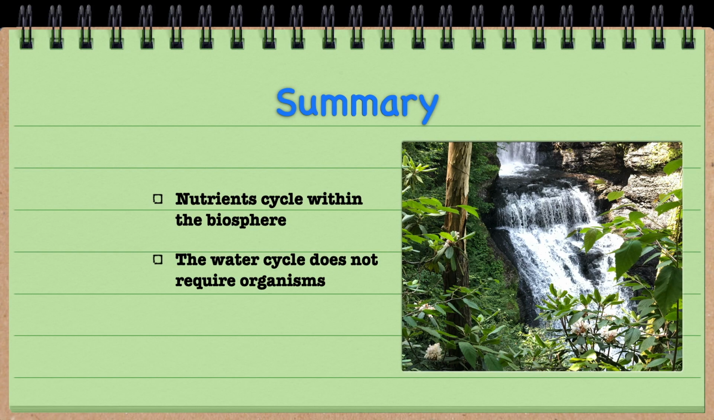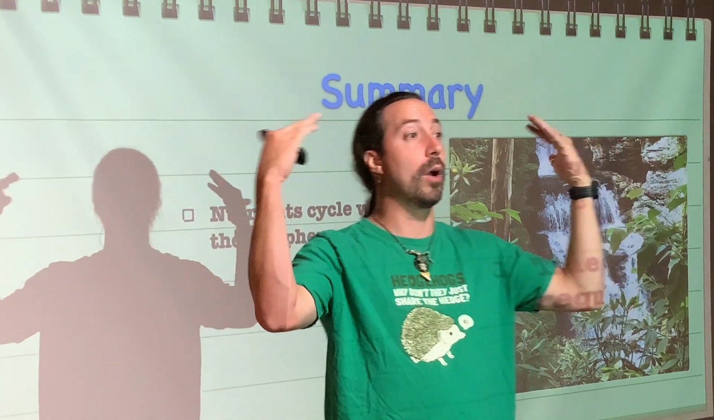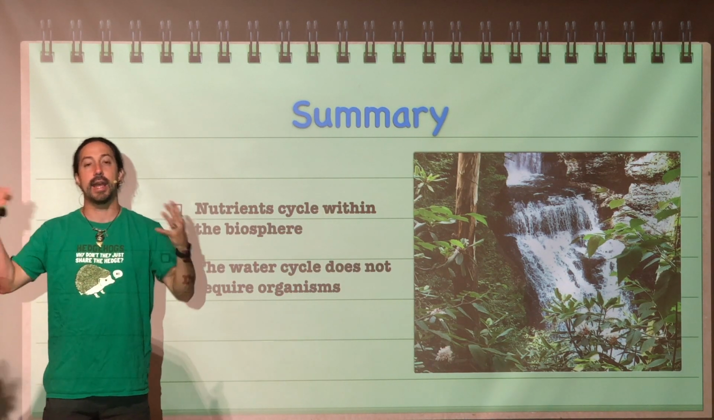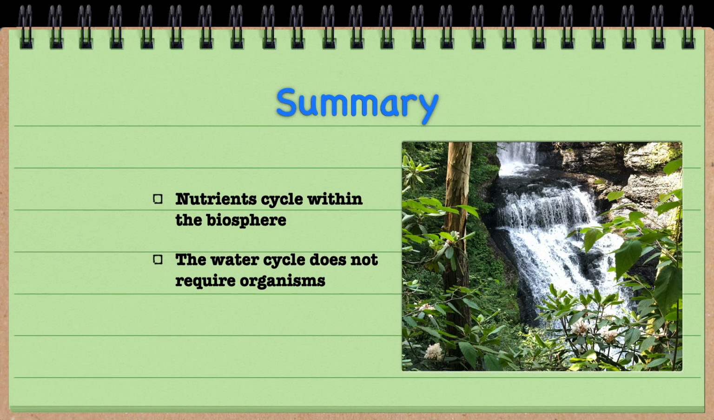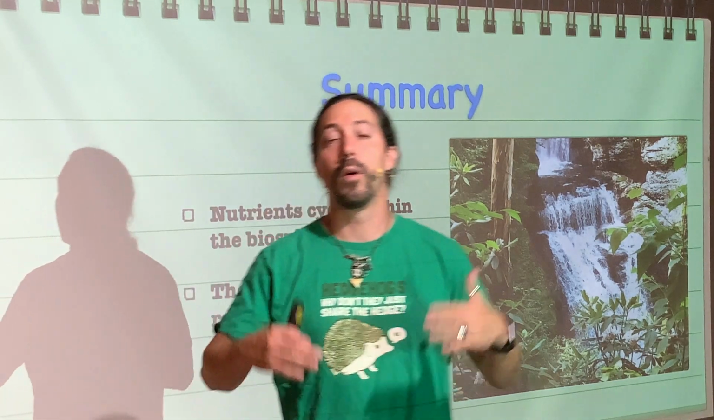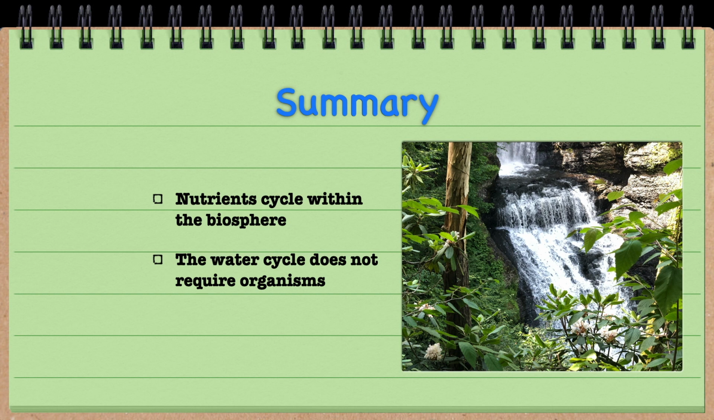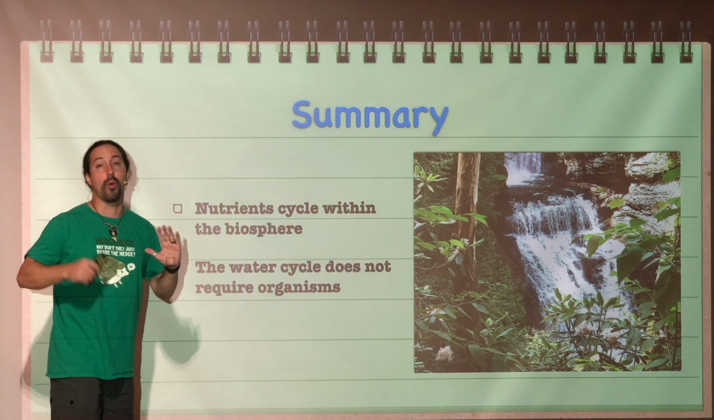All right? So, in summary, nutrients are going to cycle through our biosphere, and water has this very specific cycle where it has an atmospheric phase where it will condense, and then it will undergo precipitation to come back down to the surface of the earth and then go back up through evaporation. And that process goes on and on and on, and it does not require organisms to be involved in that cycle. But organisms can be involved, where plants are going to undergo the process of transpiration and animals do respiration. And so that is going to be the summary for our water cycle.